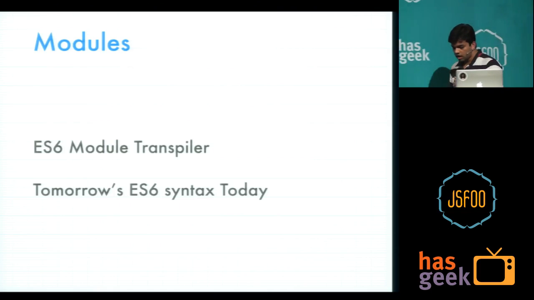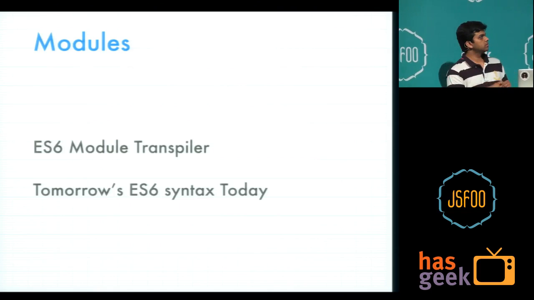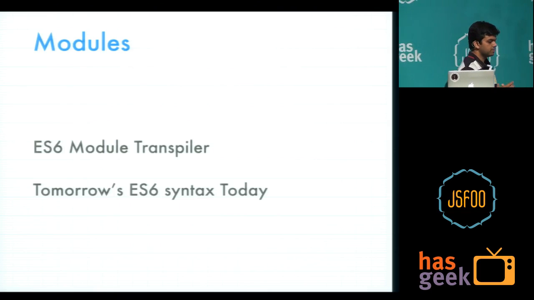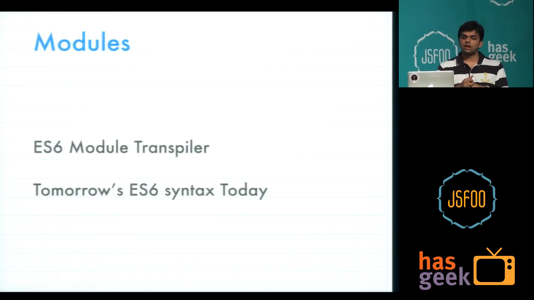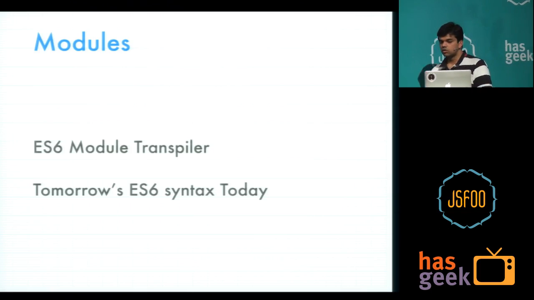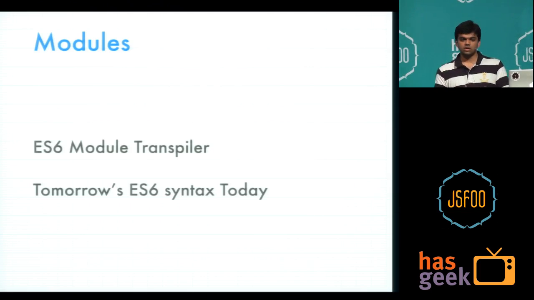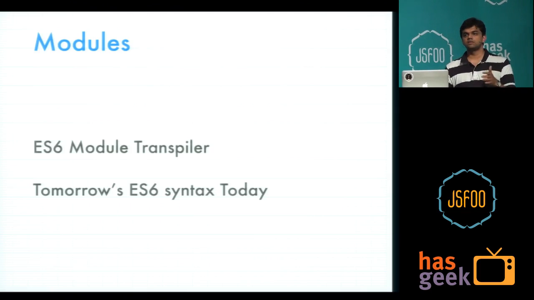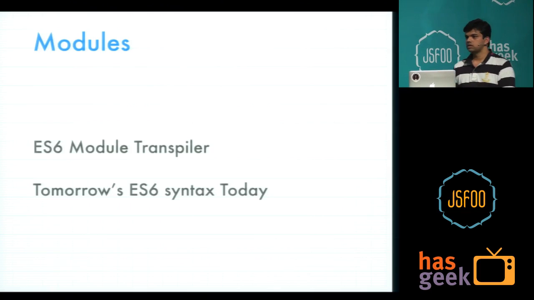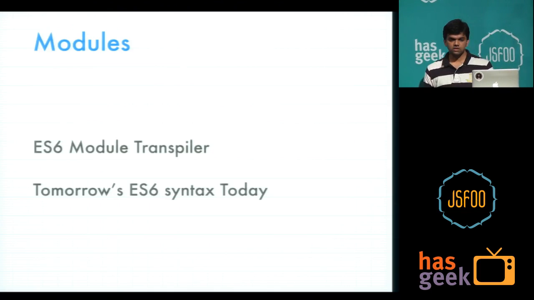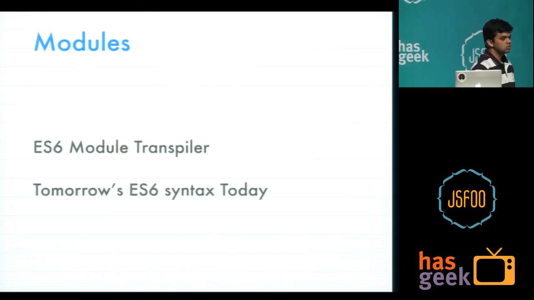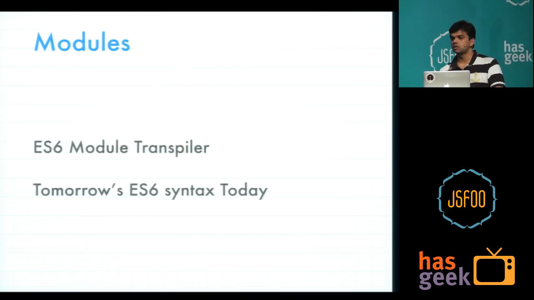So Ember CLI internally uses something called the ES6 module transpiler. It's an open source project built by Square Payments. The good thing about this is you don't need to use require or AMD. It's not that these things are bad, but it follows the same syntax that is specified by ES6. So tomorrow when browsers implement ES6 features, you just have to remove this library and everything will work as it is. You can just say import controller name, export controller name, that's all.